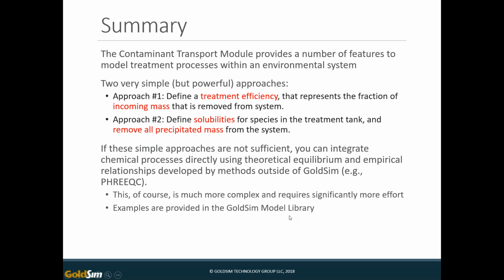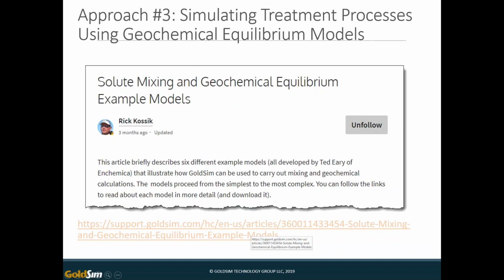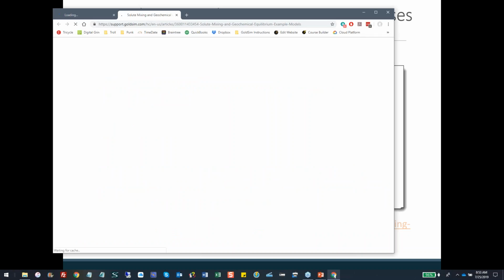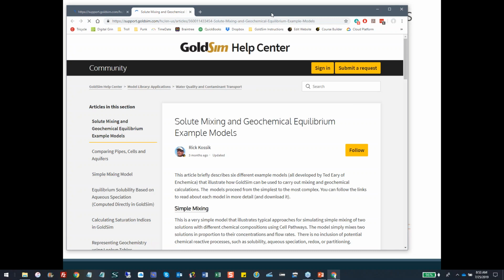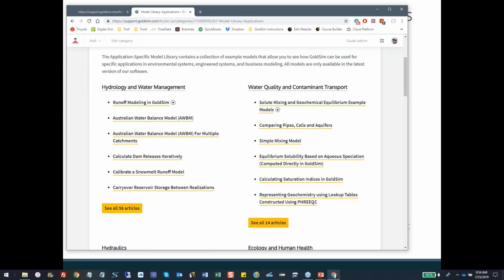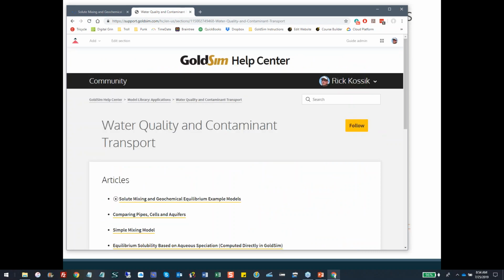I would also emphasize again our model library, which I talked about here. This set of examples is just one of many that are in our model library. If you haven't spent any time there, I really encourage you to spend some time in our model library. You can kind of explore it. There's a number of water quality and contaminant transport example models that you can find. So here's the ones that have to do with water quality.